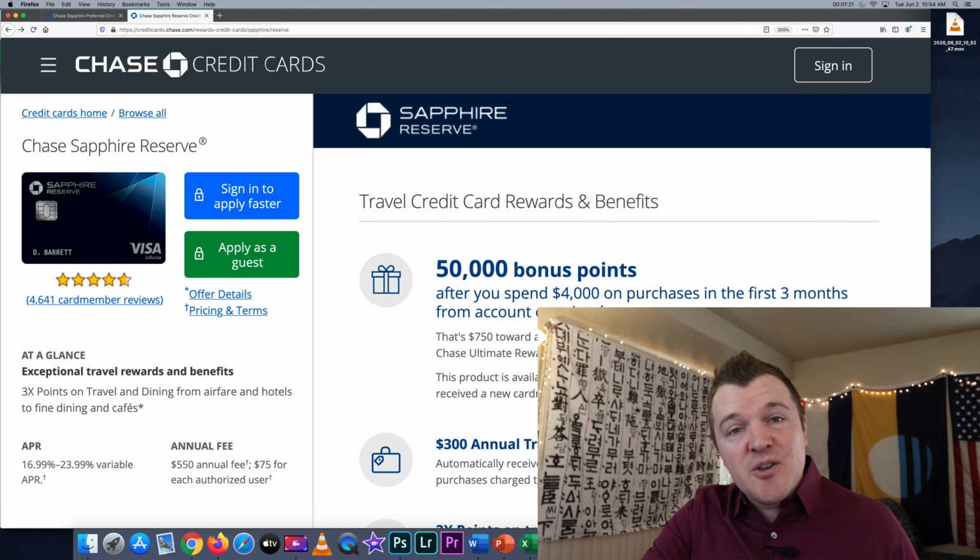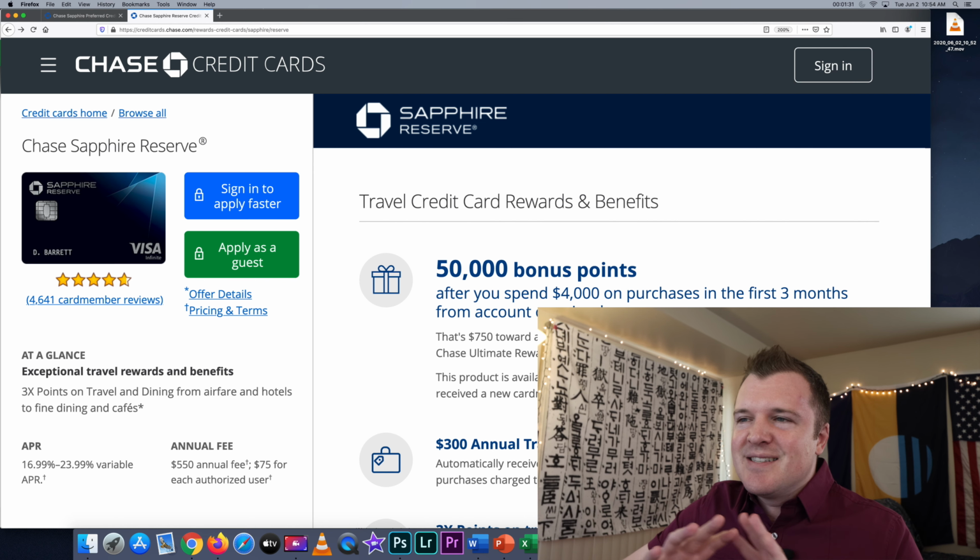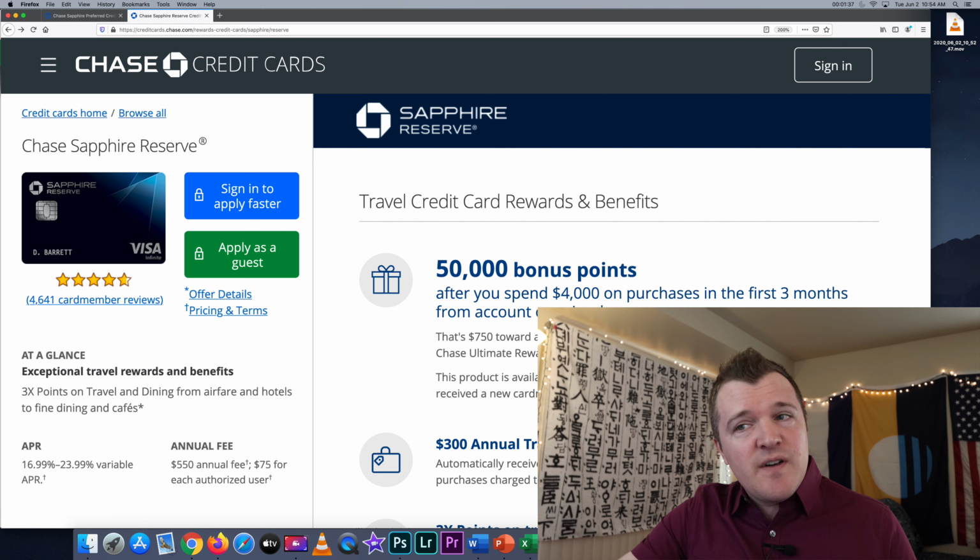The annual fee was increased from $450 to $550 at the beginning of the year. People were not happy. People were canceling their card. Then all of these travel restrictions started happening. So Chase has tried to clean up the situation. So here are the facts. The annual fee, if you sign up for the card now, is still $550.